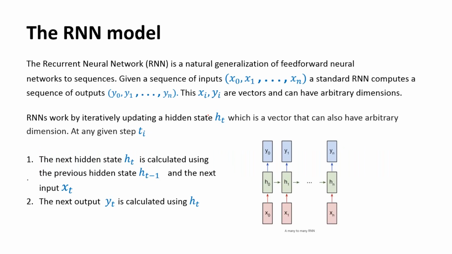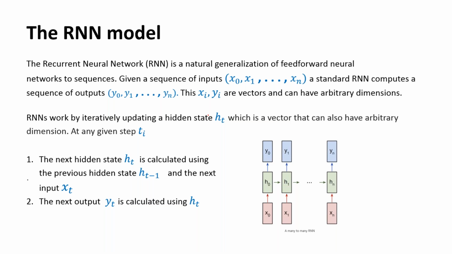So an RNN model, by the name, recurrent neural network, is a natural generalization of feed-forward neural networks to sequences. So from one input, we pass in a sequence of inputs and we get a sequence of outputs. Here, this xi and yi, or x0 or y0 in the image, are vectors and can have arbitrary dimensions.